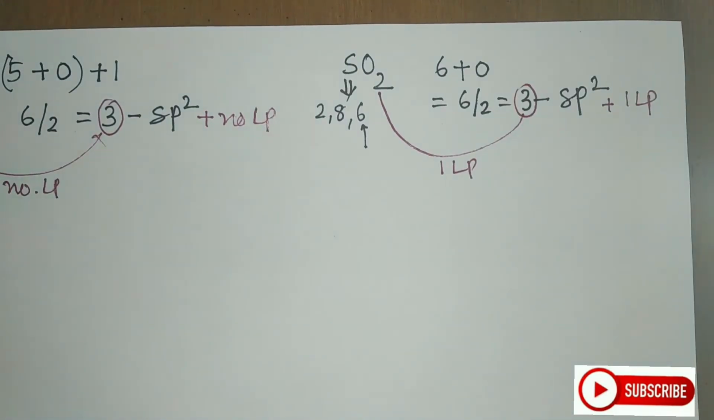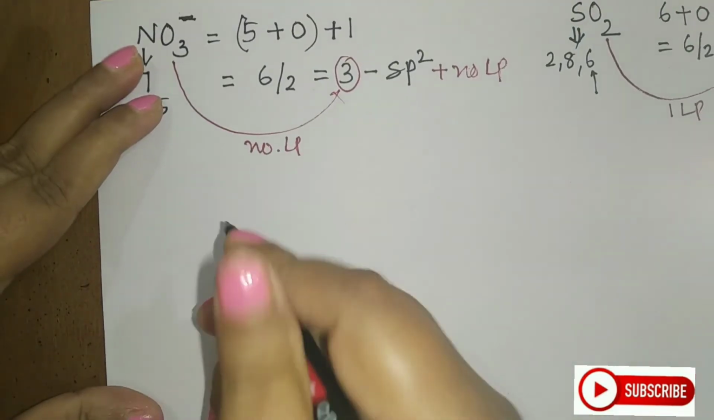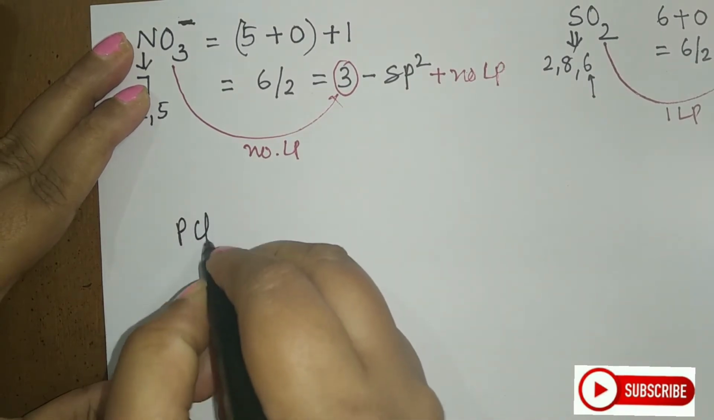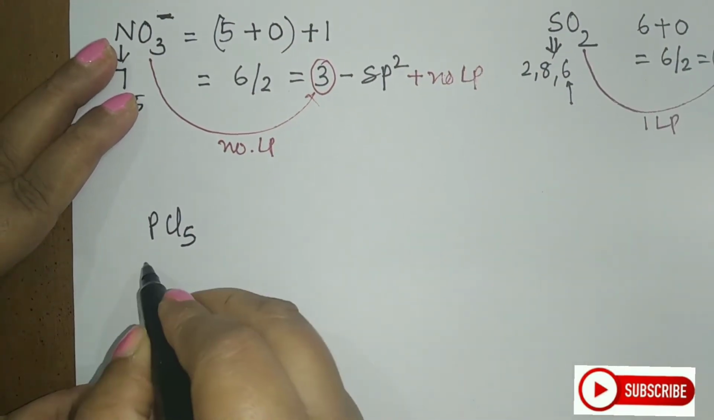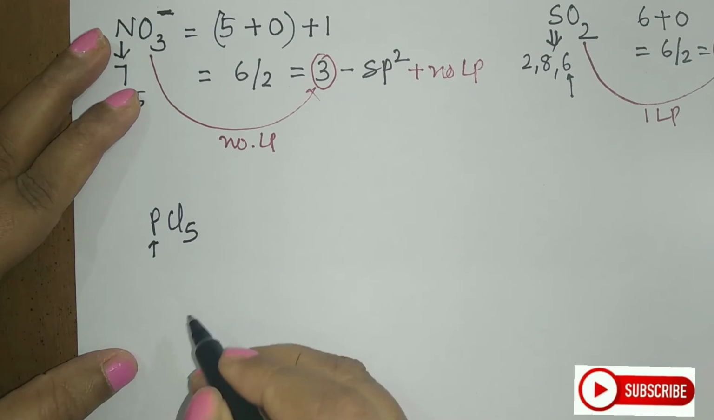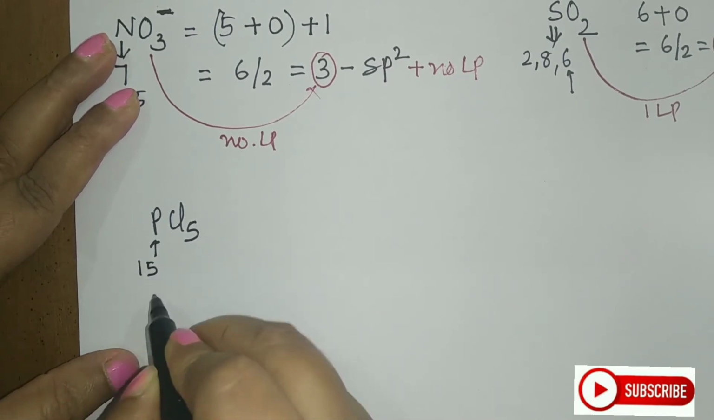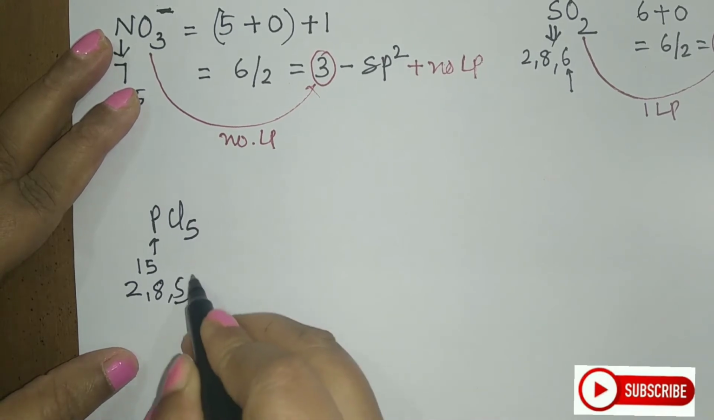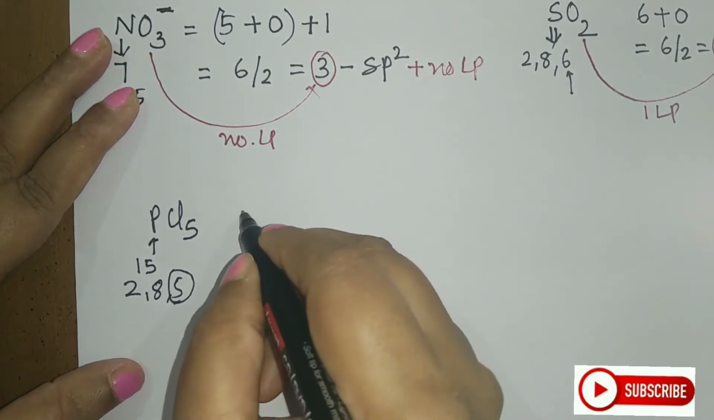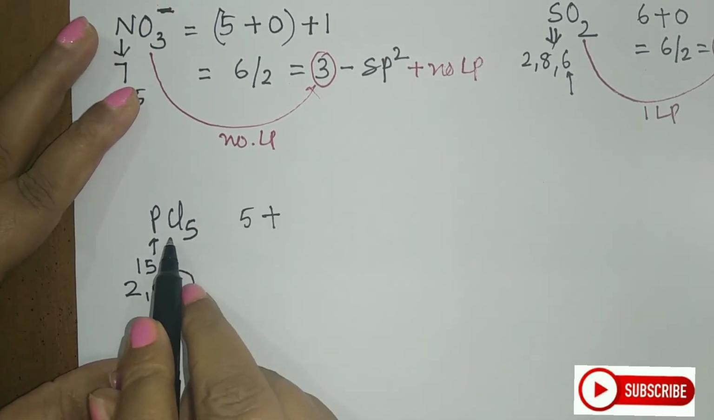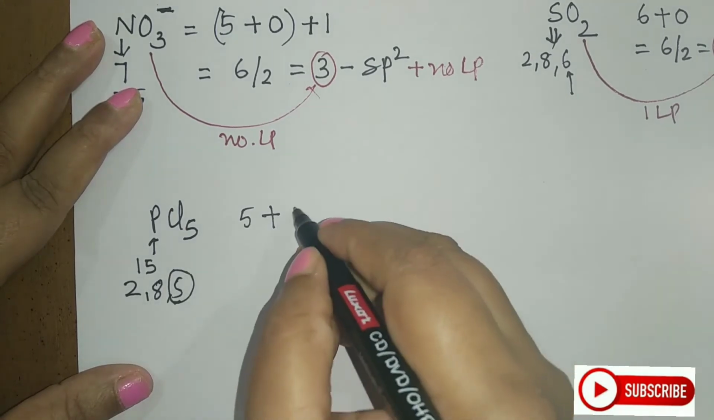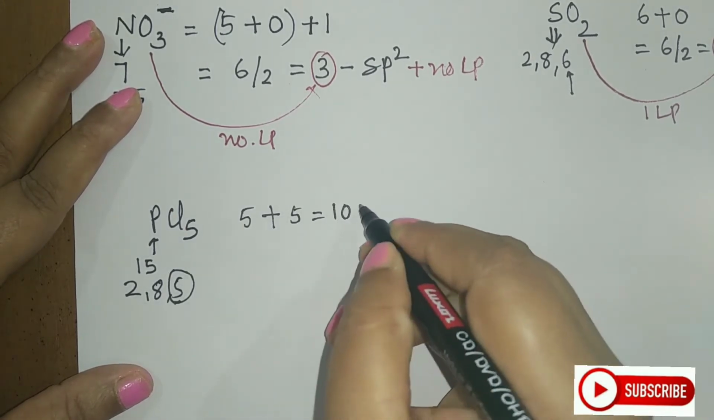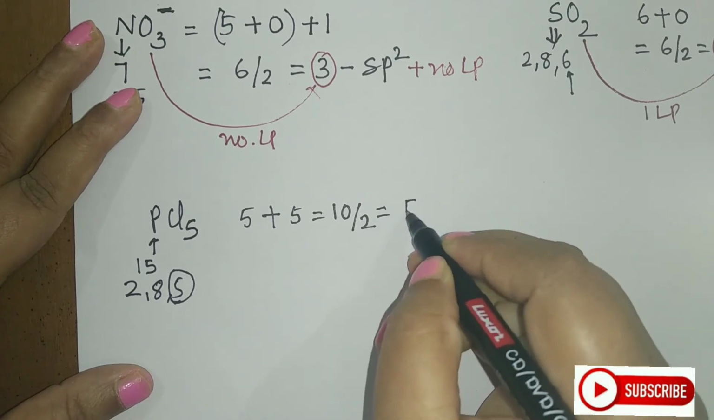Let us try a few more molecules, and that is PCl5. In PCl5, the central atom is phosphorus. Atomic number is 15, electronic configuration 2, 8 and 5, means there are 5 valence electrons. So I will take 5 plus monovalent attached atoms, that is 5. So this will give me 10. Divide this by 2, I'll get 5.